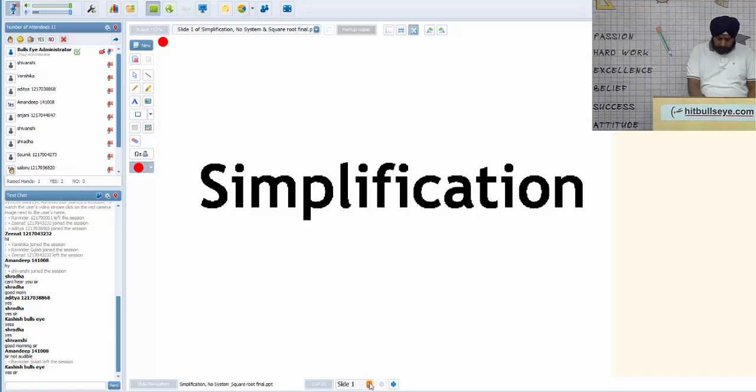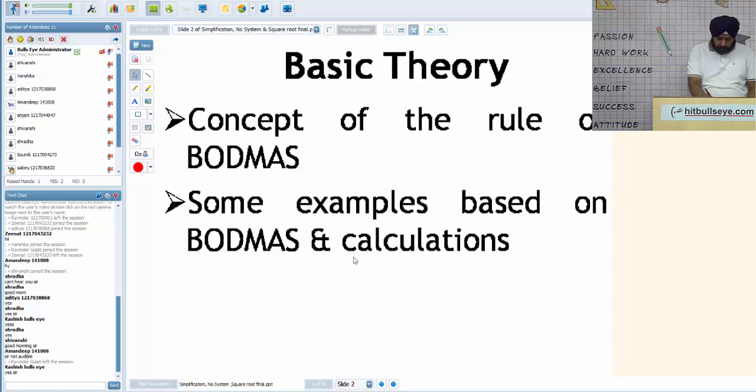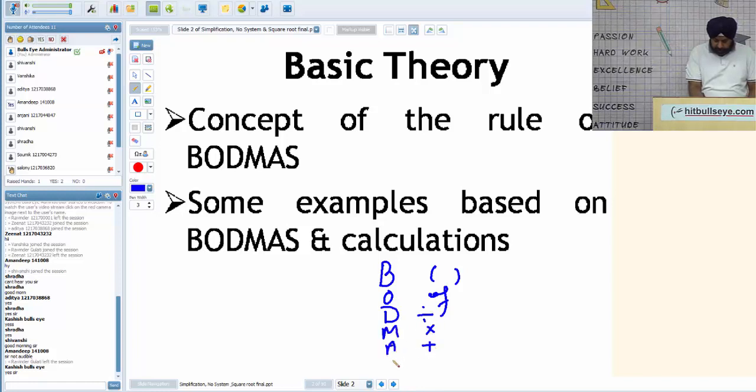A very basic concept is to know the rule of BODMAS. BODMAS, as you know: B stands for bracket, O stands for of, D division, M multiplication, A addition and S subtraction. So you have to follow this sequence of BODMAS: bracket, of, division, multiplication, addition and subtraction. I hope you have a basic understanding of this.